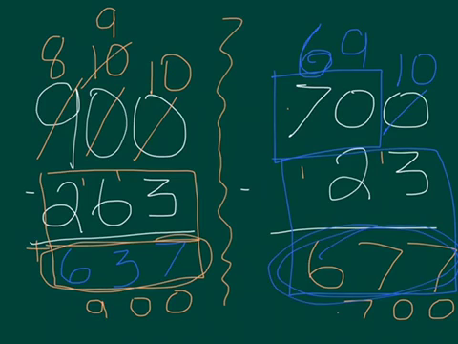So when you're subtracting across zeros, you have two methods that you can choose from. You can choose our algorithm method, or you can choose our box method. It's up to you which one you want to do, but either one is effective, and you can always make sure that you 100% have the correct answer if you check by adding.